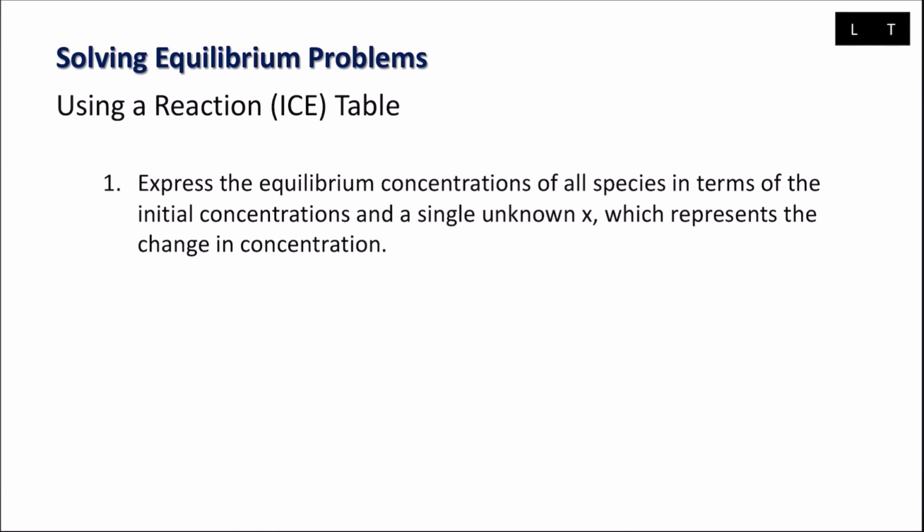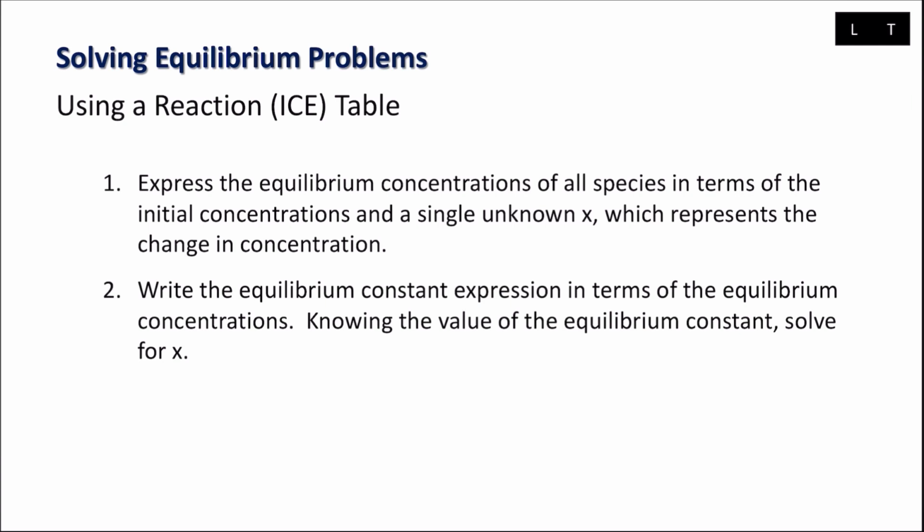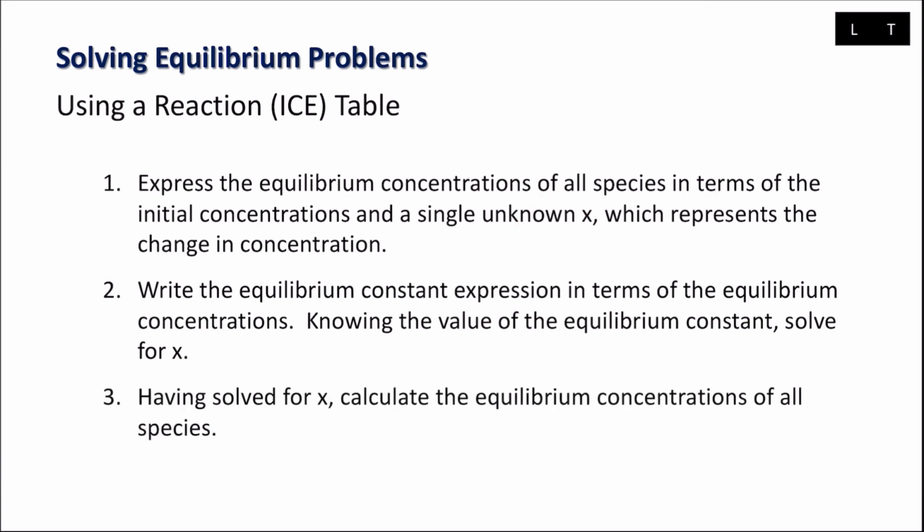So kita akan express dulu equilibrium concentration untuk all species dalam term initial concentration. Seterusnya barulah kita write the expression for equilibrium constant. Dalam kes ini, awak kena tahu value for the equilibrium constant untuk cari X daripada step pertama. And then setelah awak dah selesai cari value for X, awak boleh calculate lah the value for all equilibrium concentration for all species. Ini adalah contoh in terms of concentration.